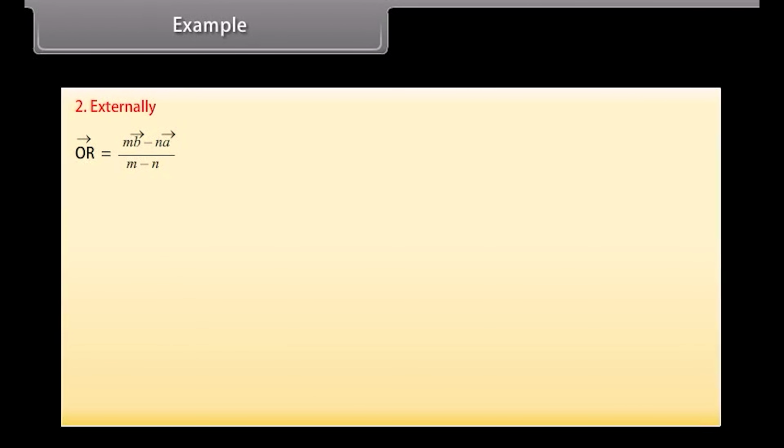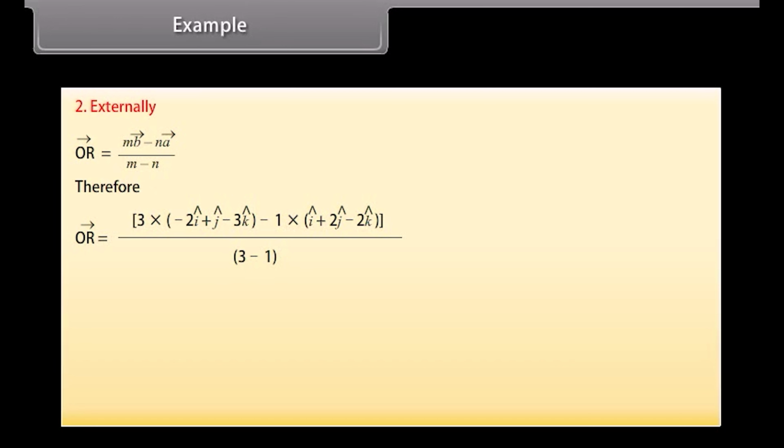Externally, vector OR is equal to (m vector B minus n vector A) by (m minus n). Therefore, vector OR is equal to (3 into (minus 2 cap i plus cap j minus 3 cap k) minus 1 into (cap i plus 2 cap j minus 2 cap k)) by (3 minus 1), equals (minus 7 cap i plus cap j minus 7 cap k) by 2, equals minus 7 cap i by 2 plus cap j by 2 minus 7 cap k by 2.